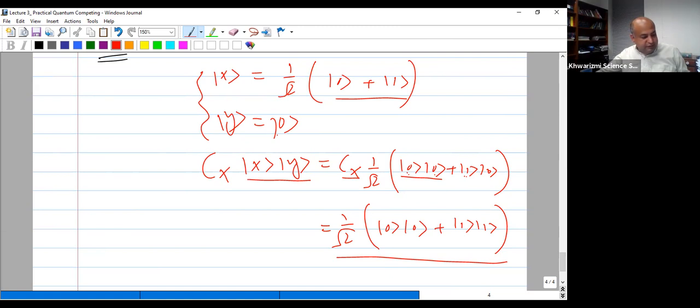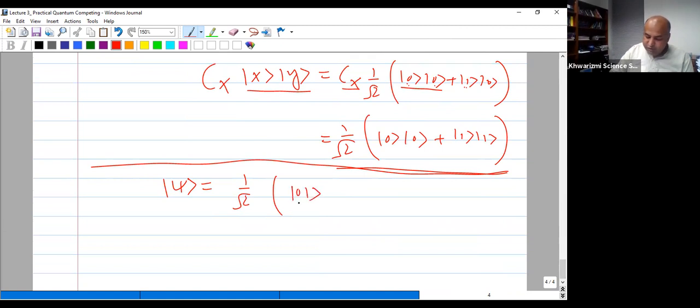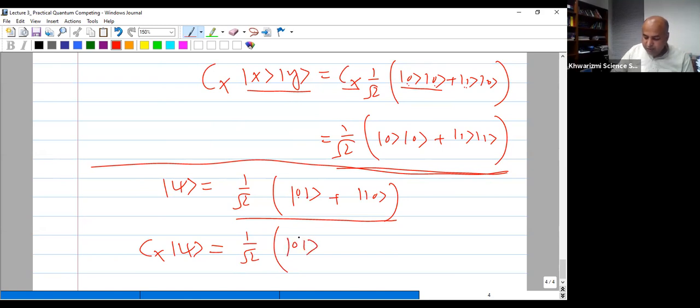But suppose our input state is something like this. So this is another example now. Our input state is 0, 1 plus 1, 0. This is a joint state of two qubits. If we want to see what this control X does to this: this is 0, 1, so control is 0, target is 1, and nothing will happen to it. This is 1, 0, control is 1, so the target will be flipped. So this is 1, 1.